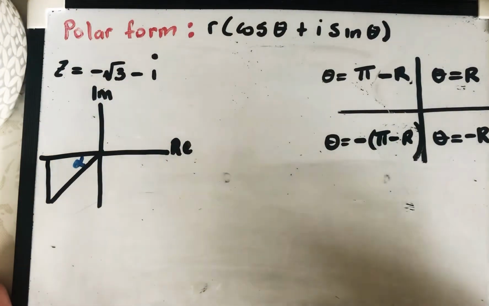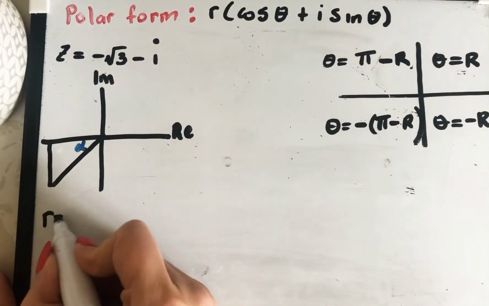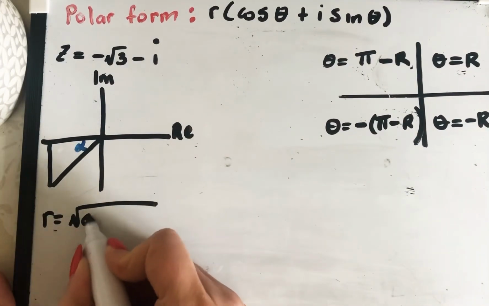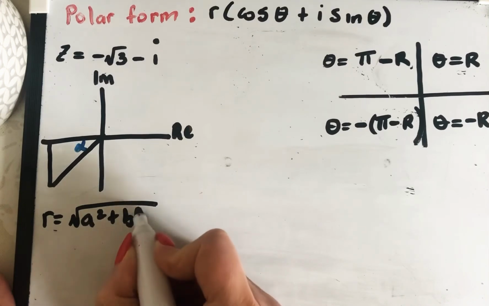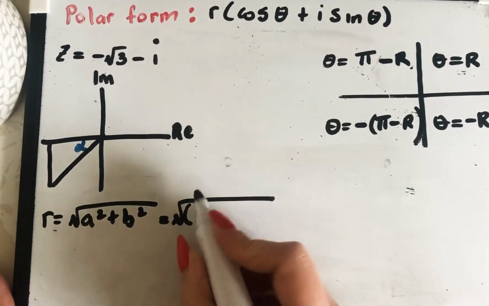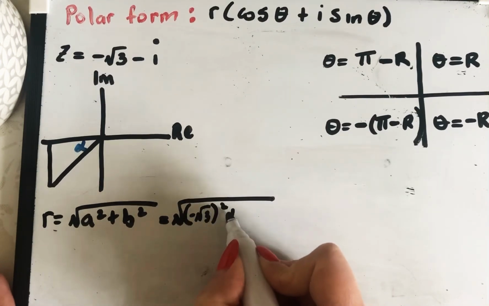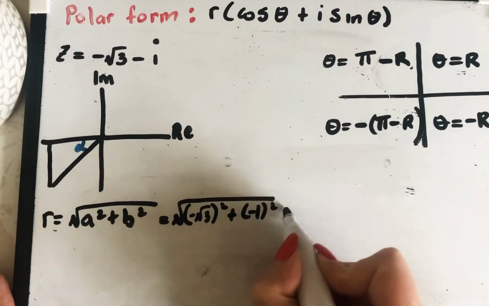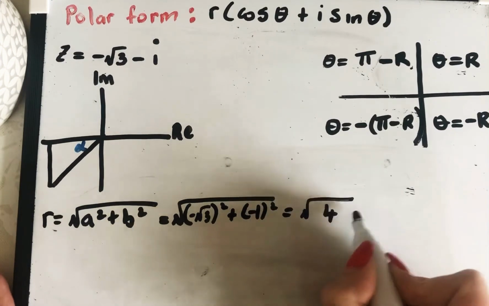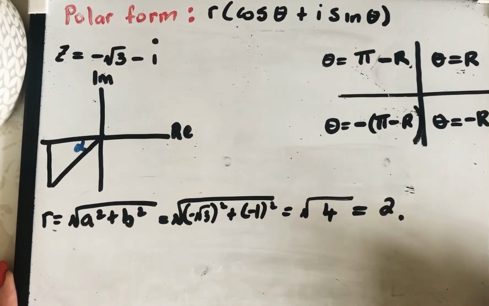So let's begin by finding our r, which is the modulus. So r is equal to the square root of a squared plus b squared. So we have -√3 squared plus -1 squared. We get √4, which is 2. So our modulus is 2.